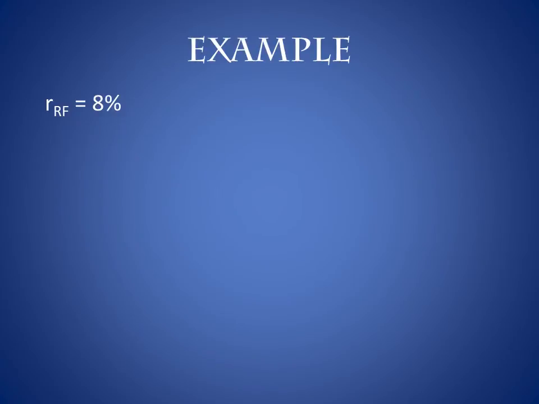Let's say we have the following example. Assuming that the risk-free rate is 8% and the market premium is 15%, and stock A has a beta of 1.3. Using the SML formula, we can derive the following, and then we will get a required rate of return of 17.10%.